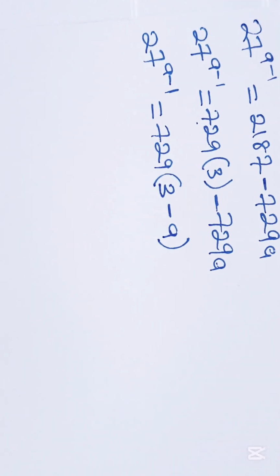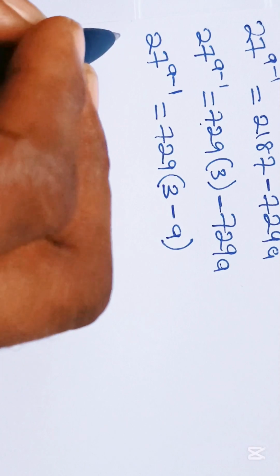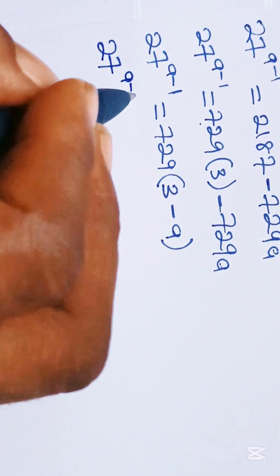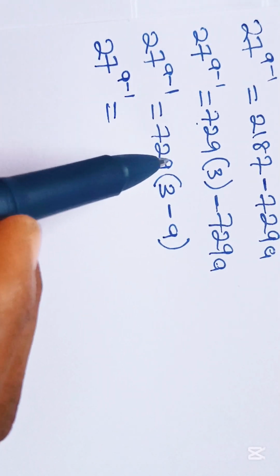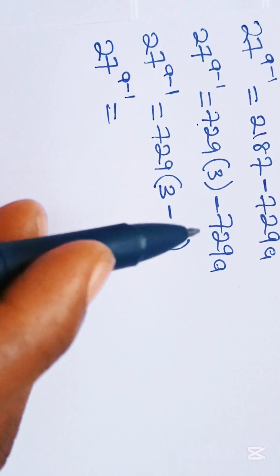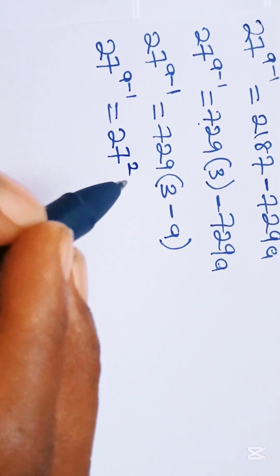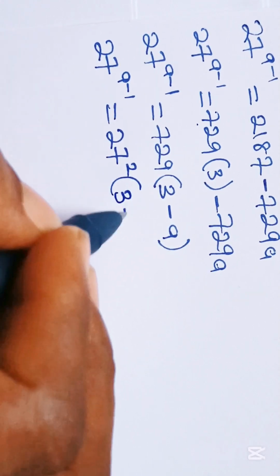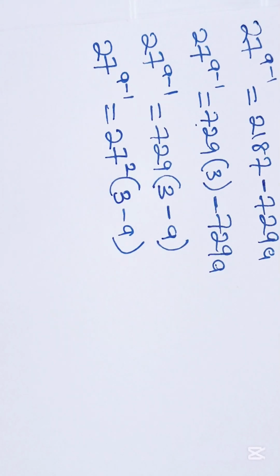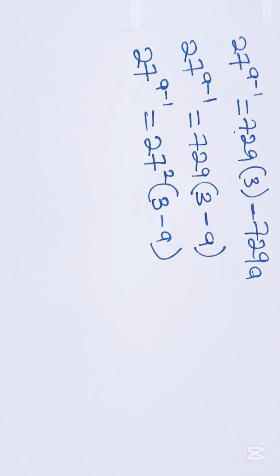Now, remember what I said. Let's find a way of giving them the same base, and I think I can see that because this is 27^(A-1) is equal to, now 729 is the same thing as 27 squared. Can you see that? So we have cracked this question. Once you're able to get the same base, forget it, we have gotten the solution already.